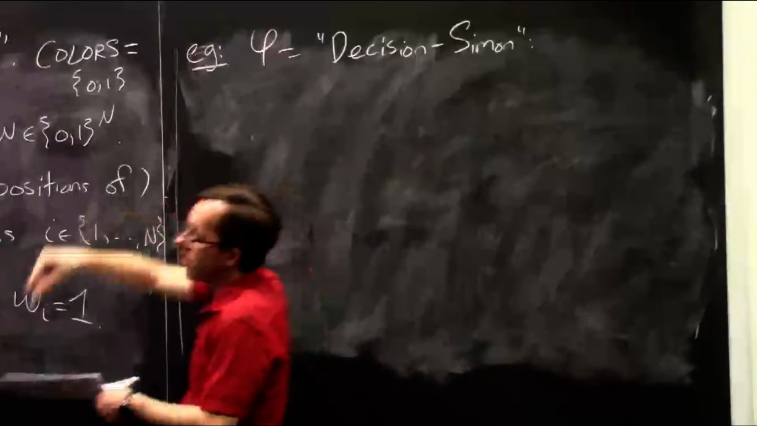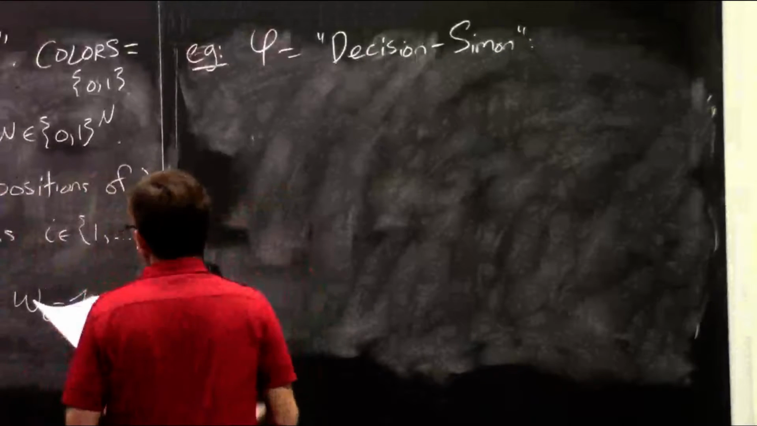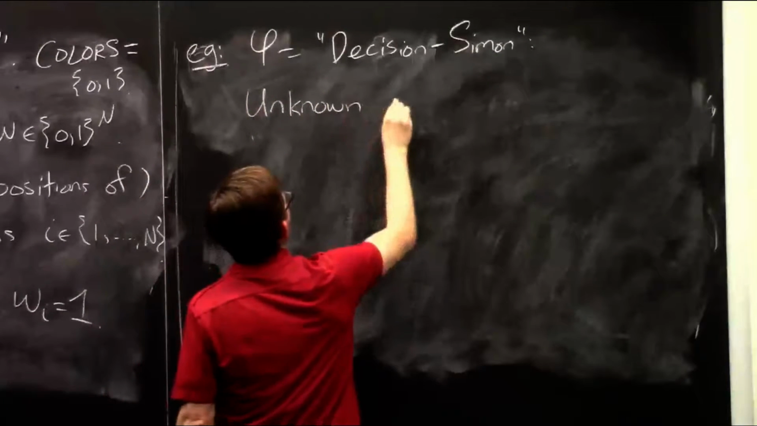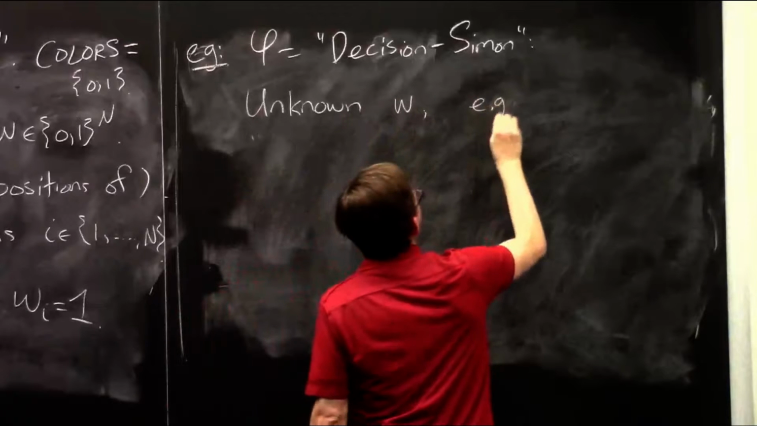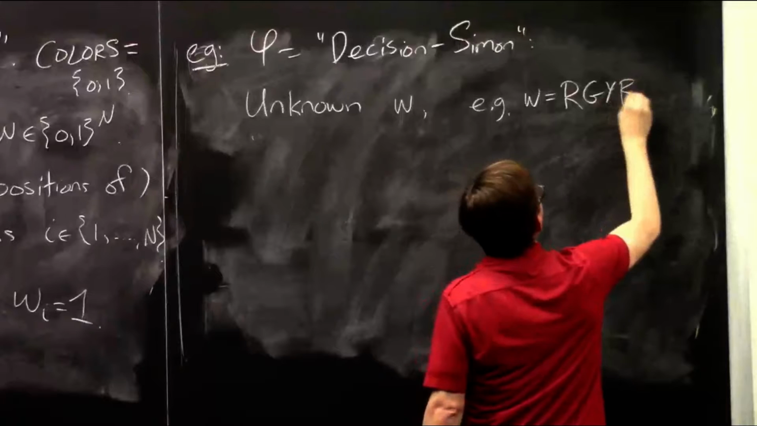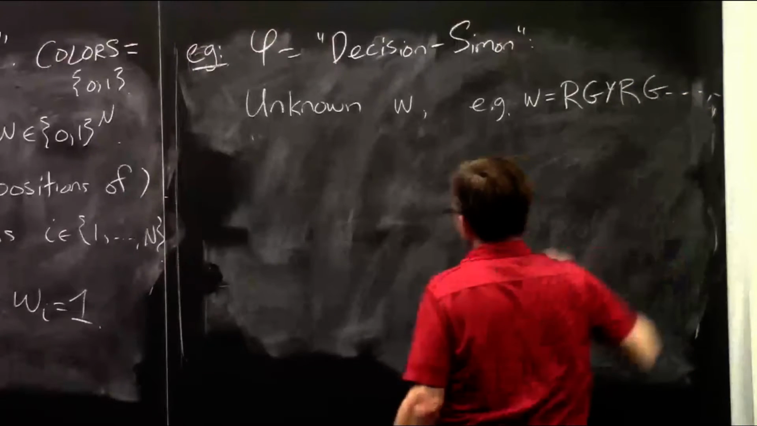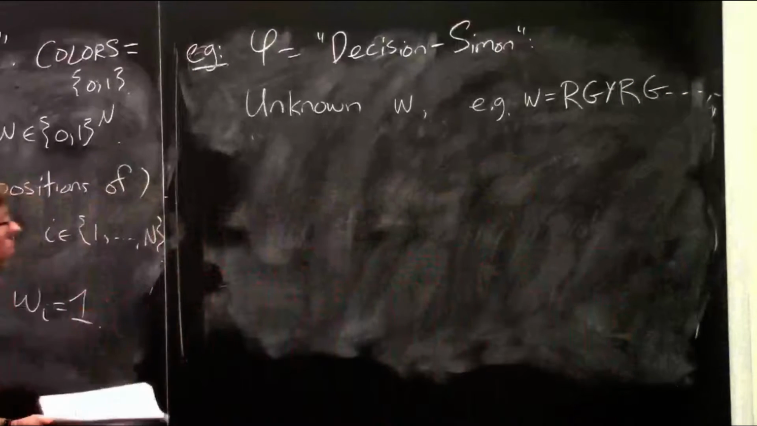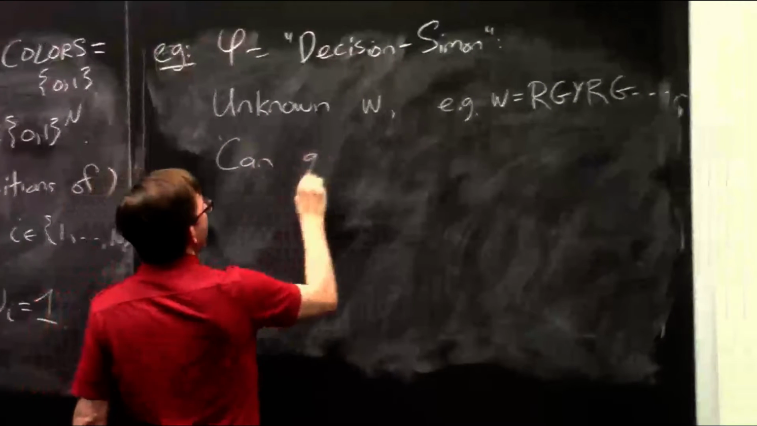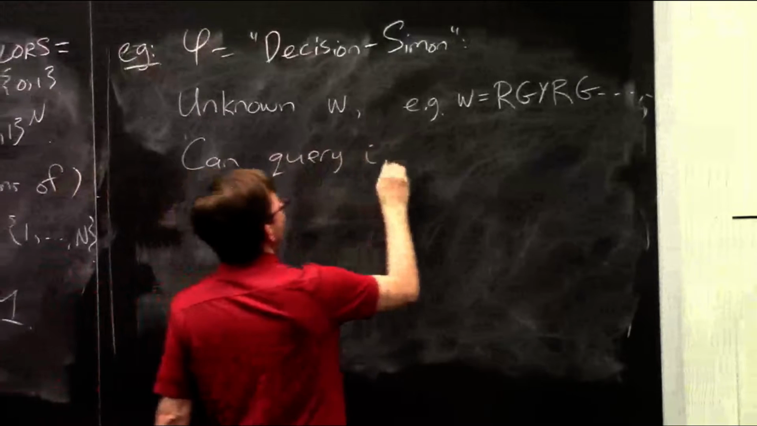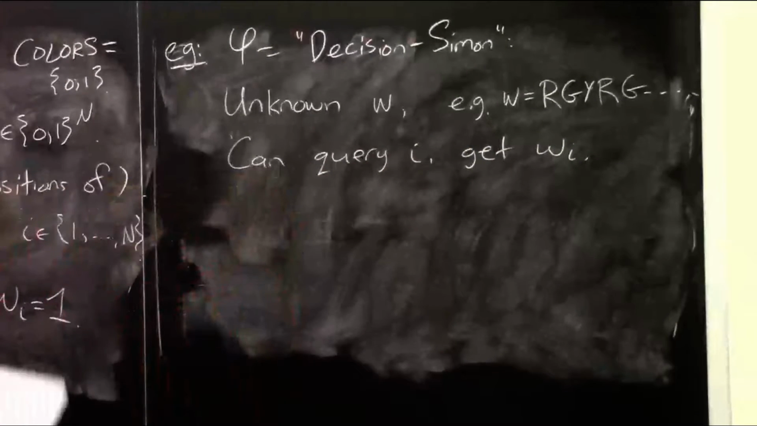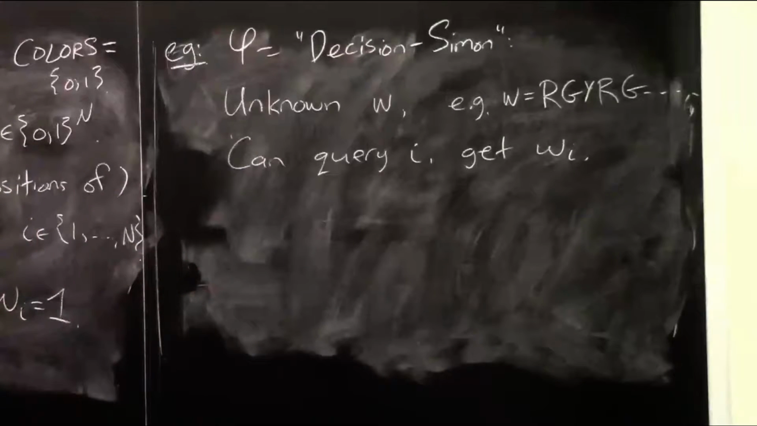So again, colors is just some generic, potentially big set. And you have an unknown input string W. For example, you don't know it, but it might look like this: red, green, yellow, red, green, something like this. Some length capital N string of colors or symbols. And as always, you can query i and get Wi. Or in the quantum case, you can query a superposition of i's.